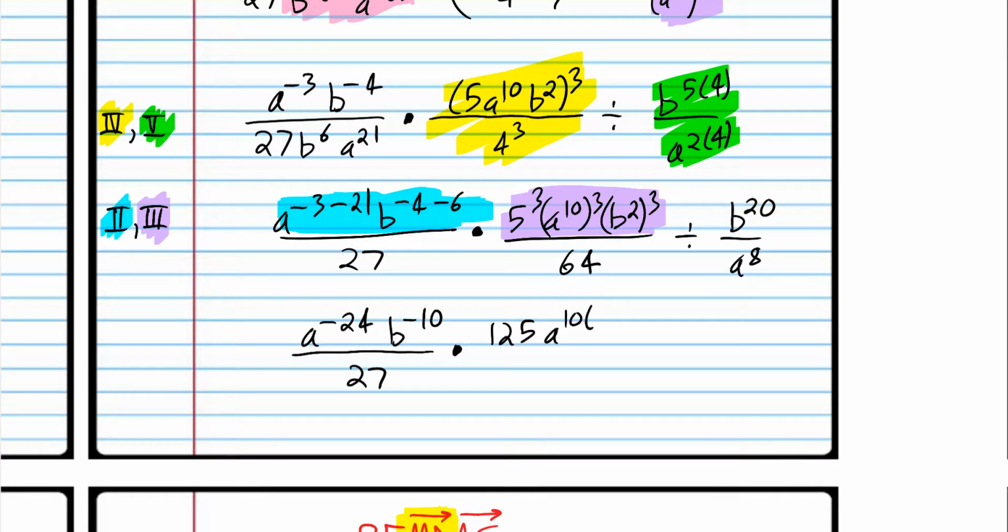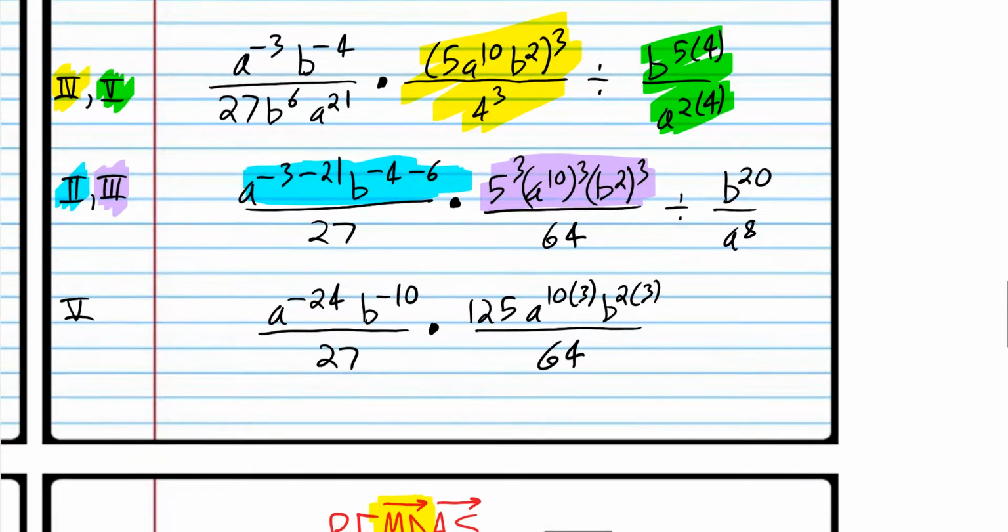Then we're going to use rule number 5, raising a power to another power. And you know, we can go ahead and change this. We know we're going to divide, so we can just flip that, change to multiplication.